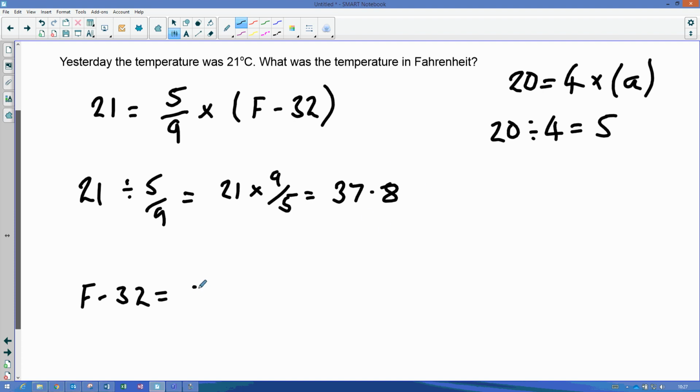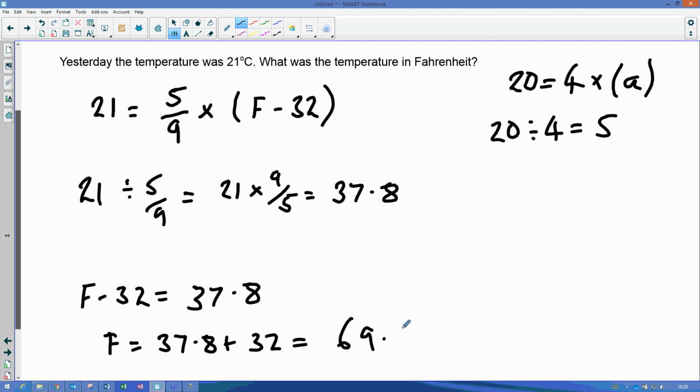So what that's telling me now is this bracket, F minus 32, the contents of the bracket, must be equal to 37.8. Now we know that F, some number, must be bigger than this, because when we take 32 away, we end up there. So how are we going to figure out what F is? Well, again, we're doing opposites. The opposite of minus is plus, so F has to be 37.8 plus 32. And that is equal to 69.8, and we're working out Fahrenheit here.